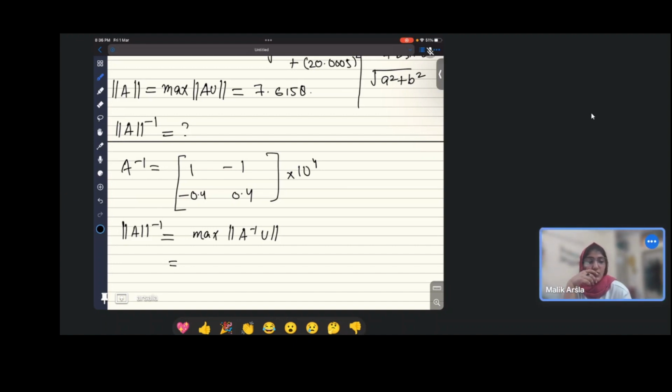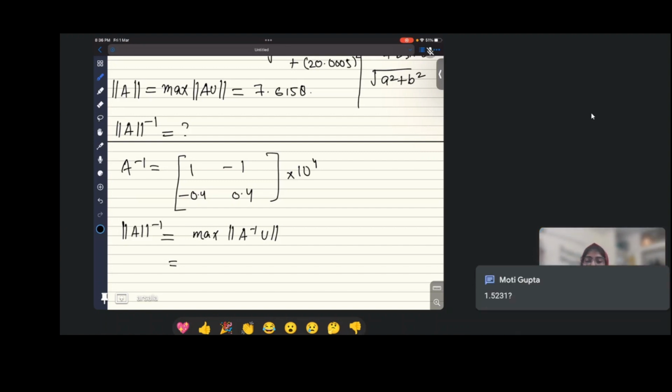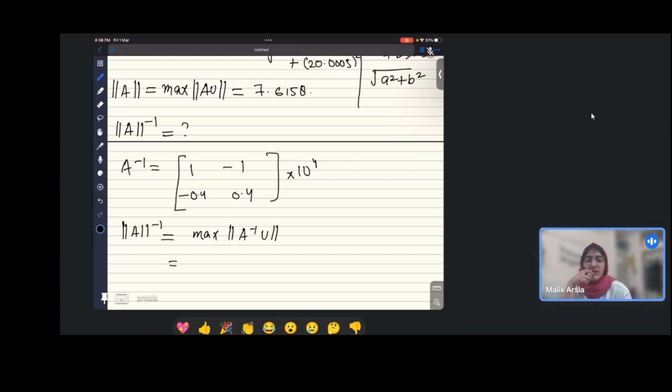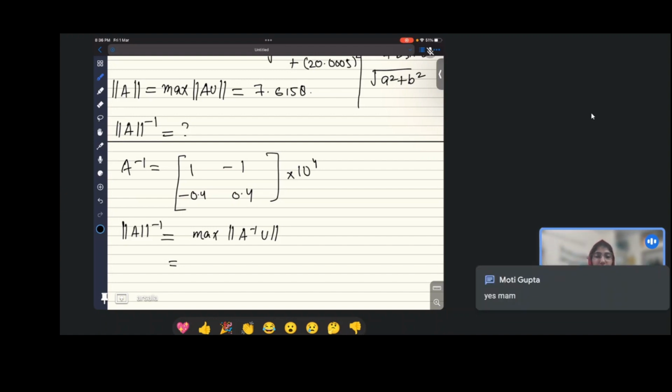Anyone got the answer? Yeah, Murthy. And it is 10 to the power 4 also multiplied with it. What about Ronak and Gifty?